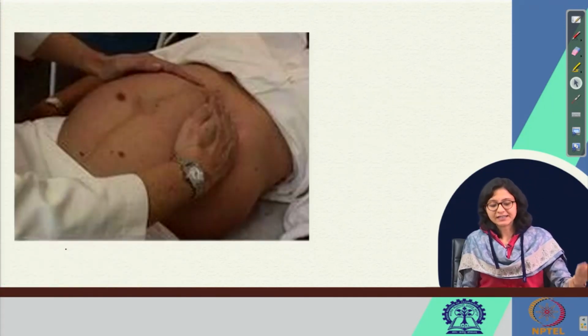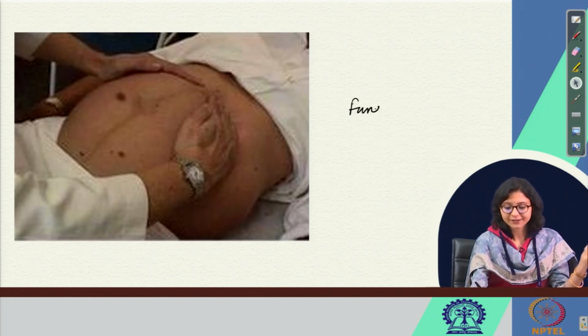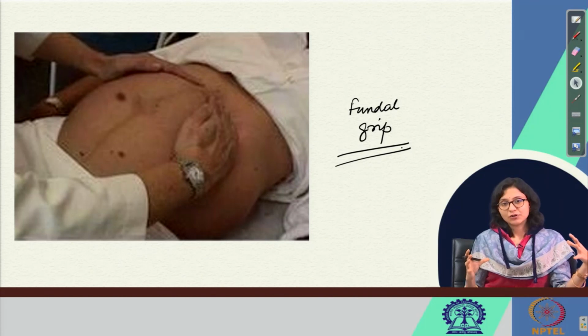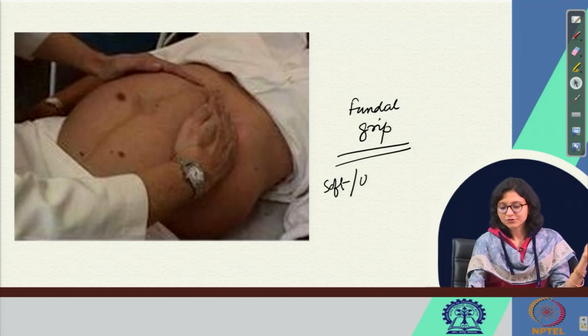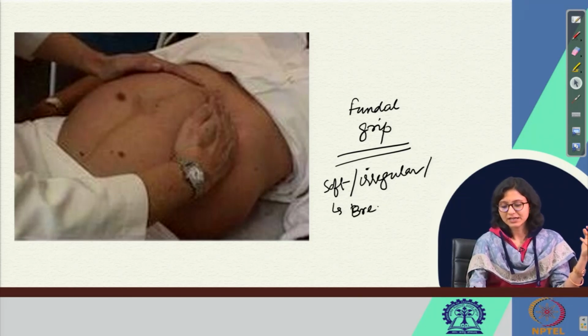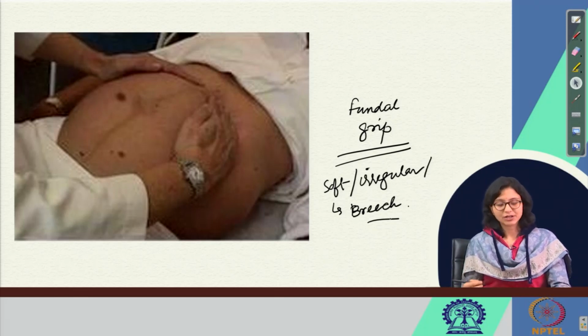So, these are regarding the Leopold maneuver. Now, in this picture, this is showing the fundal grip. In case of cephalic presentation, we can palpate an irregular, broad, soft, irregular, non-ballotable structure, which is the breech. So, the fundal grip mostly gives us the podalic end. Also, it can be the cephalic end that you need to ascertain.